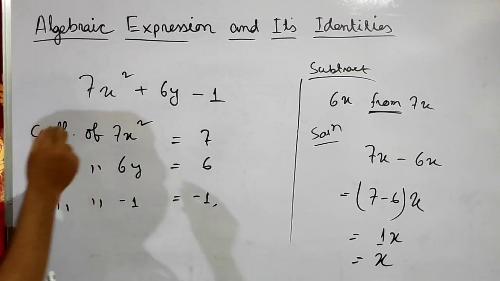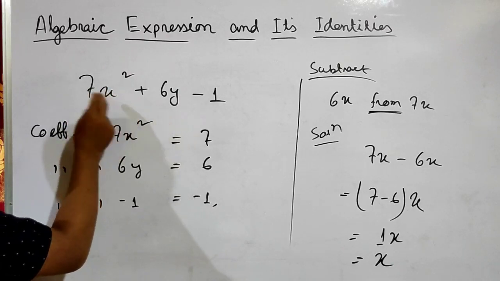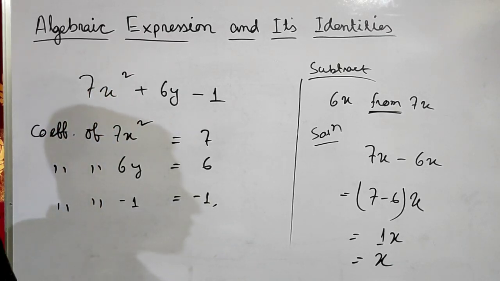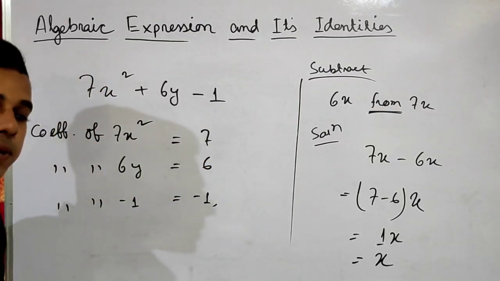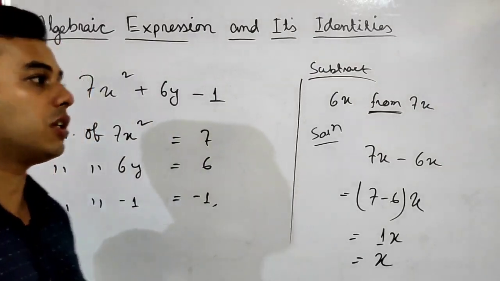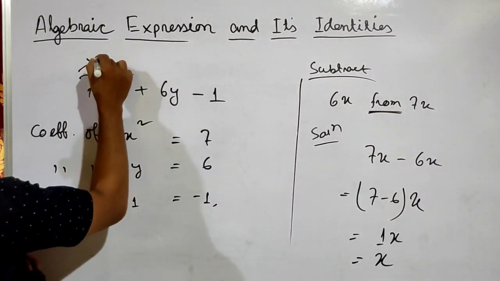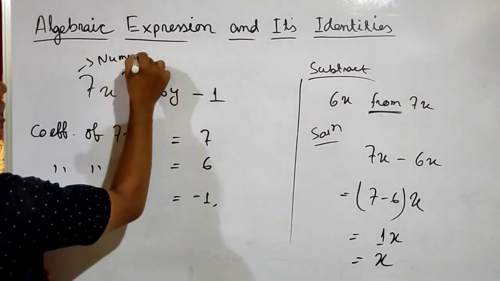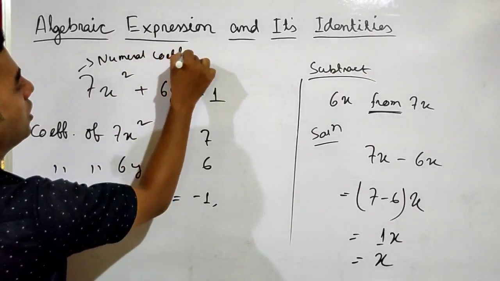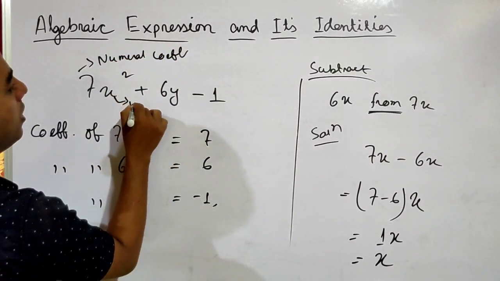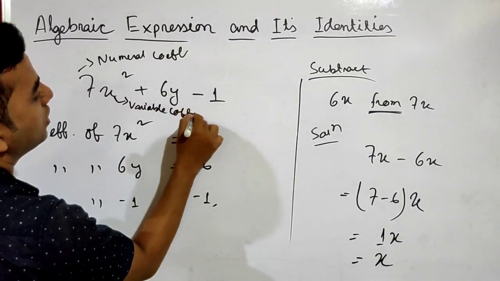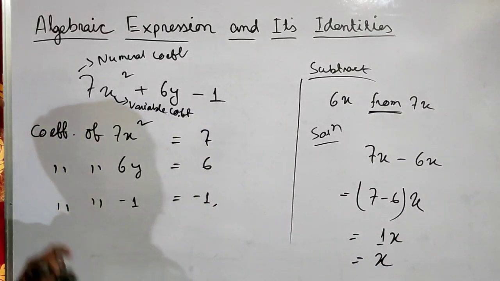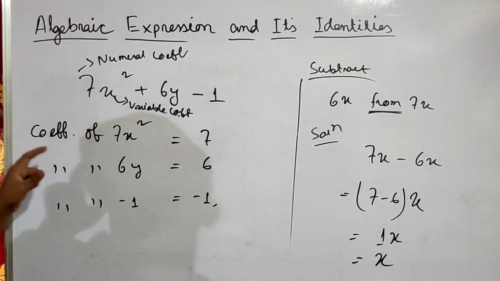Now if it is asked what is the coefficient of x square, then your result will be 7. And if nothing is asked and only it is asked the coefficient of 7x square, your result will be 7. Basically we go with the numerical coefficient. This is known as numerical coefficient, and this is known as variable coefficient. Clear? And in general, we go with the numerical coefficient.